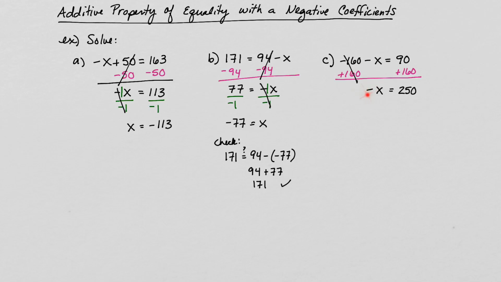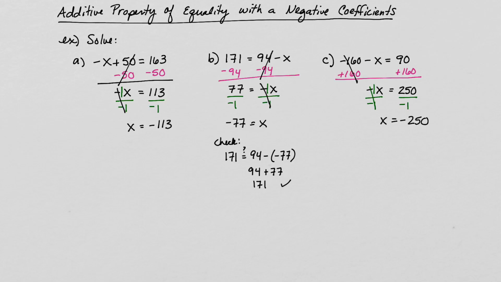And then I still have this negative that's attached to the x. So just like before, I can think of it as a negative 1. I can divide both sides by negative 1. So those would cancel out, and I'm left with x is equal to negative 250.